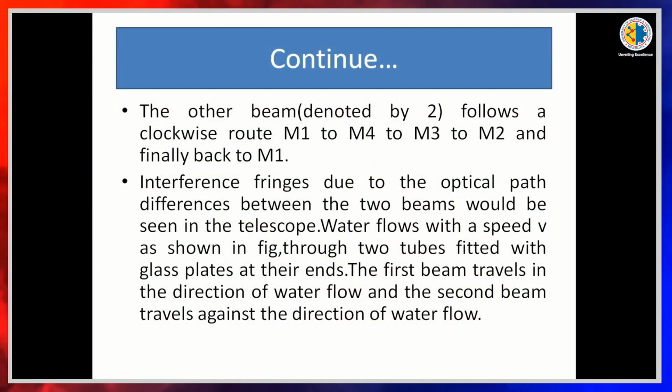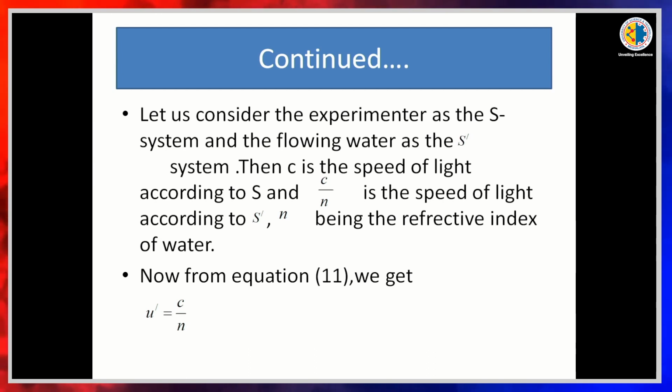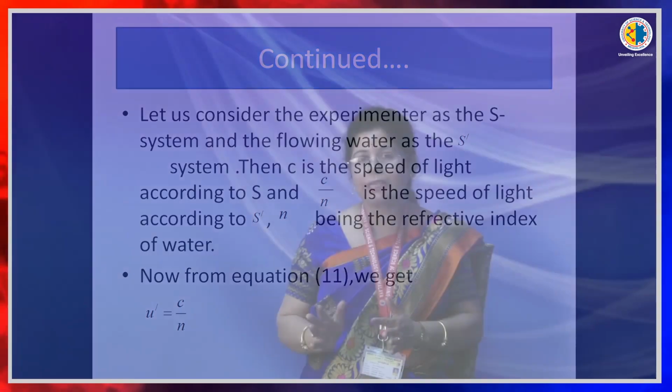Water flows with a speed v as shown in the figure through two tubes fitted with glass plates at their ends. The first beam travels in the direction of water flow and the second beam travels against the direction of water flow. So, let us consider the experimenter as the S system and the flowing water as the S dash system. Always we consider two frames, S frame and S dash frame. S frame is at rest and S dash is moving with a constant velocity.